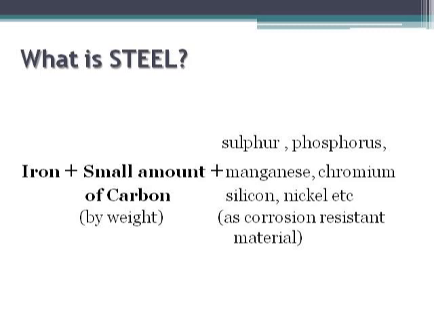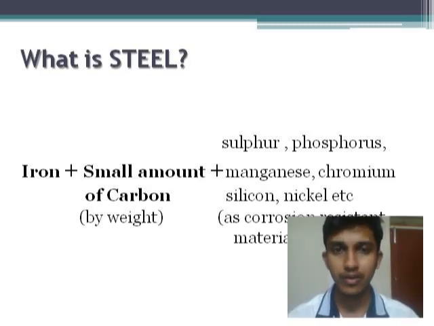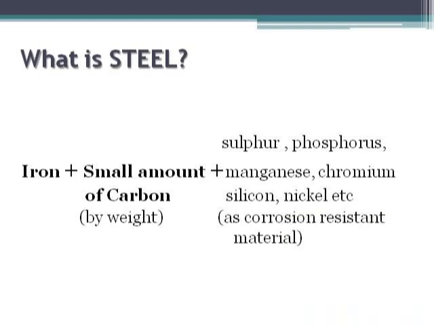So what is steel? Steel is basically a compound which is made up of iron, with a small amount of carbon in it by weight to give it strength, and then some materials like sulfur, phosphorus, manganese, chromium, silicon, and nickel, which make it corrosion resistant. So except carbon, the rest of the materials are used to make it corrosion resistant, and carbon to give it strength.